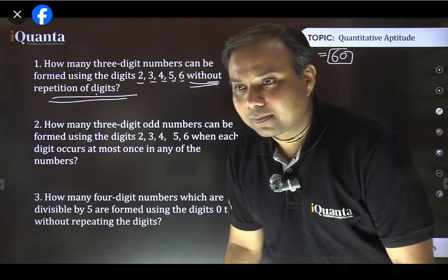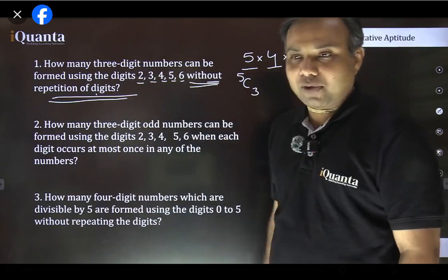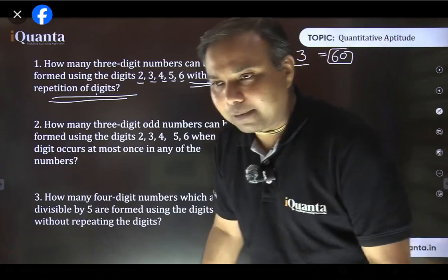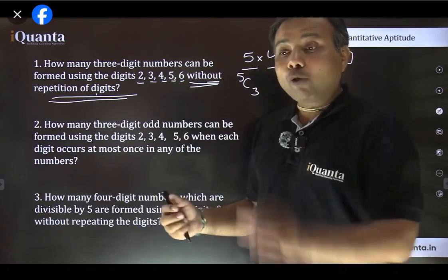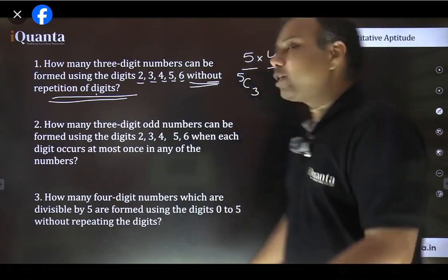Is it okay? This is 5C3. So in 5C3 ways, we can select the 3 digits out of these 5. Fine. So we can calculate that 5C3 is 10 basically. So in 10 ways, I have got the 3 digits. Now those 3 digits need to be arranged. In how many ways can you arrange the 3 digits?